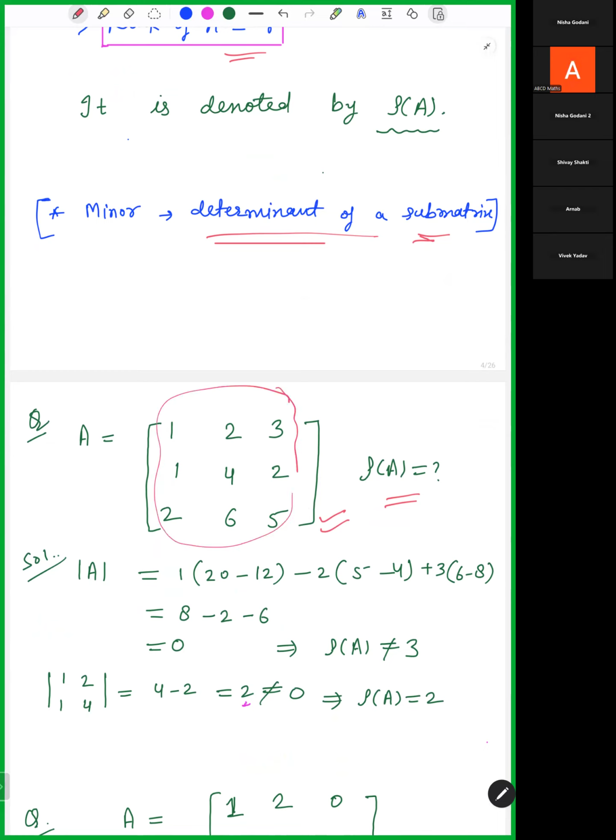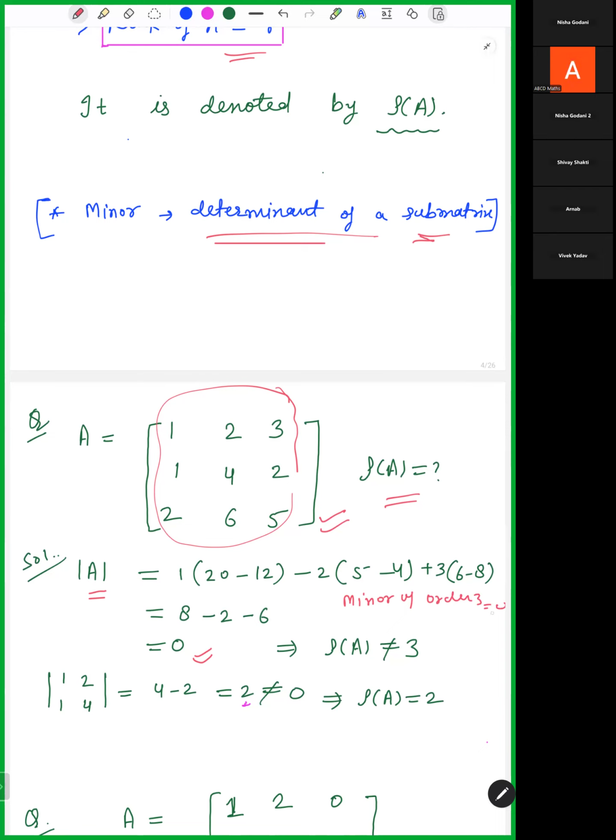So what will you do? First, you will find its determinant. You will see that the determinant is 0 here. This means you have a minor equal to 0. You can say that the minor of order 3 is 0.